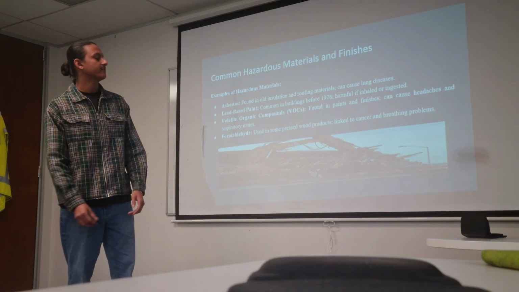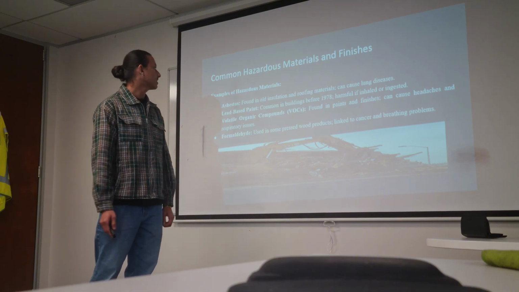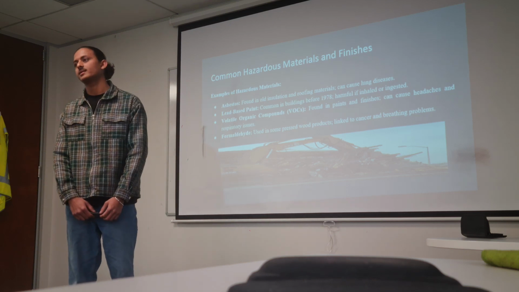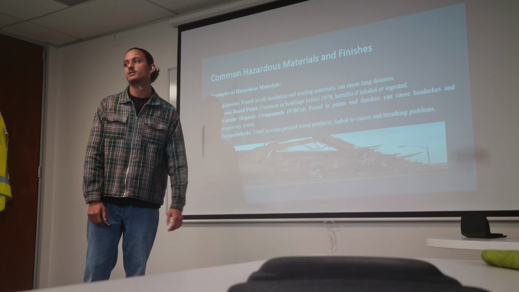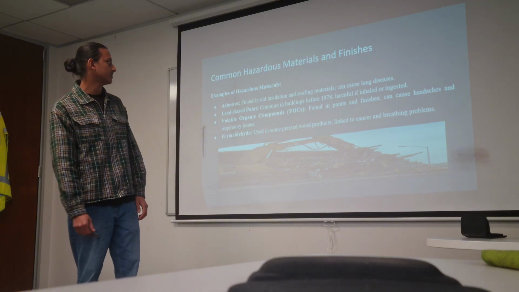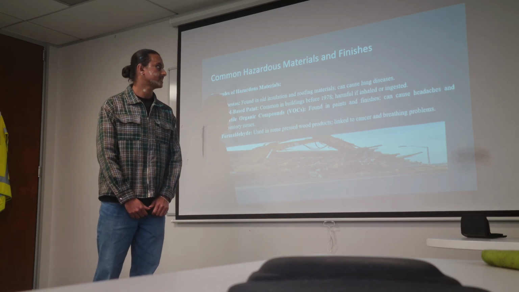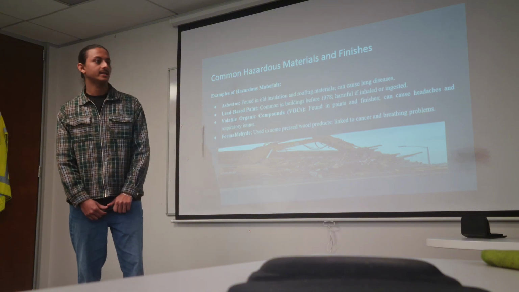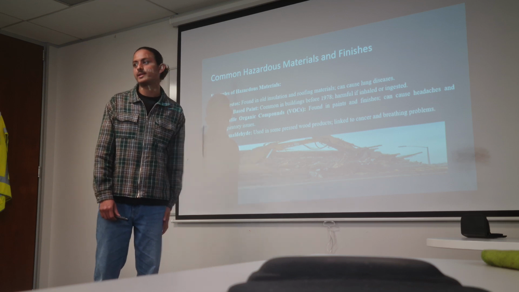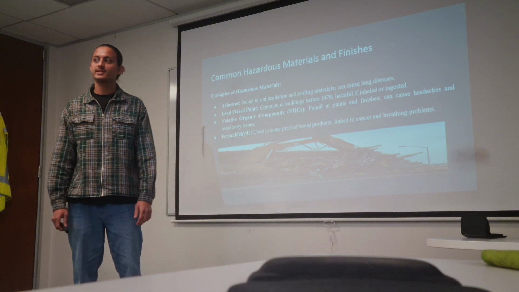Common hazardous materials and finishes. Example of hazardous materials: asbestos, found in old insulation and roofing materials, can cause lung diseases. It is basically in the roof of the building, as in the past it was used in building stuff, where there can be different diseases. Lead-based paints, common in buildings before 1978, harmful if inhaled and ingested. After a long time, the paint can fall off and it can be ingested by children.